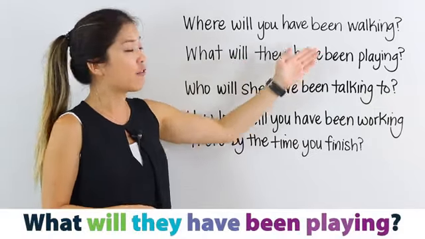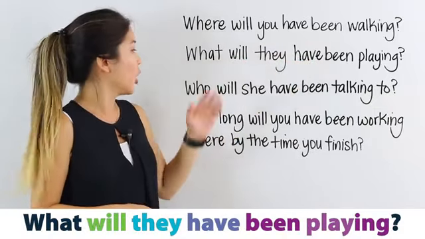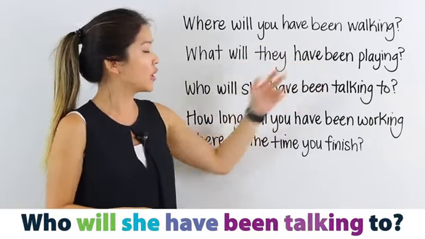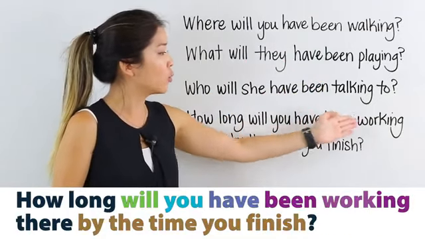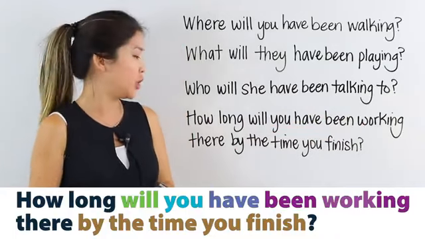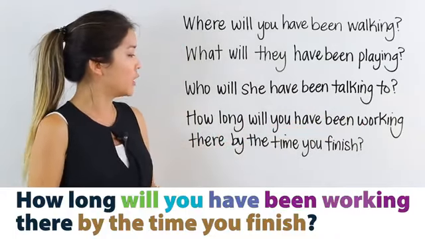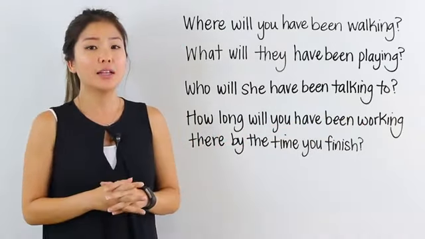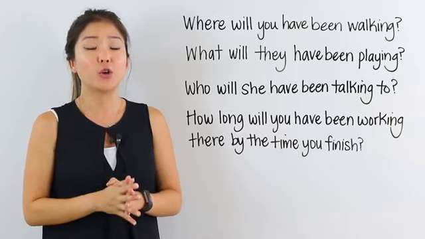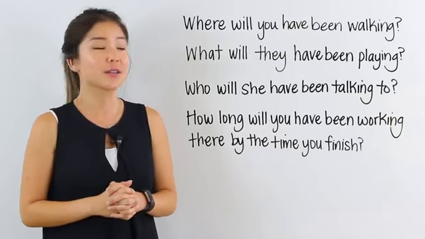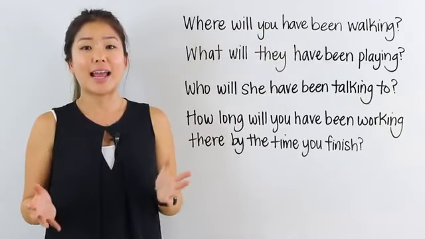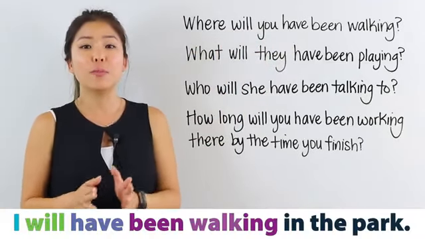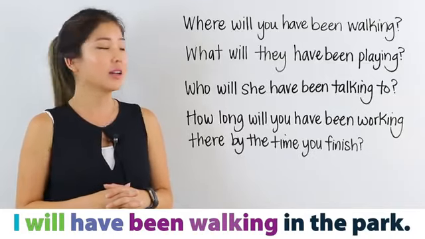What will they have been playing? Who will she have been talking to? And how long will you have been working? There's the verb-ing there by the time you finish. So let's go through one more time and I'll show you how to answer these questions. Where will you have been walking? I can answer by saying, I will have been walking in the park.